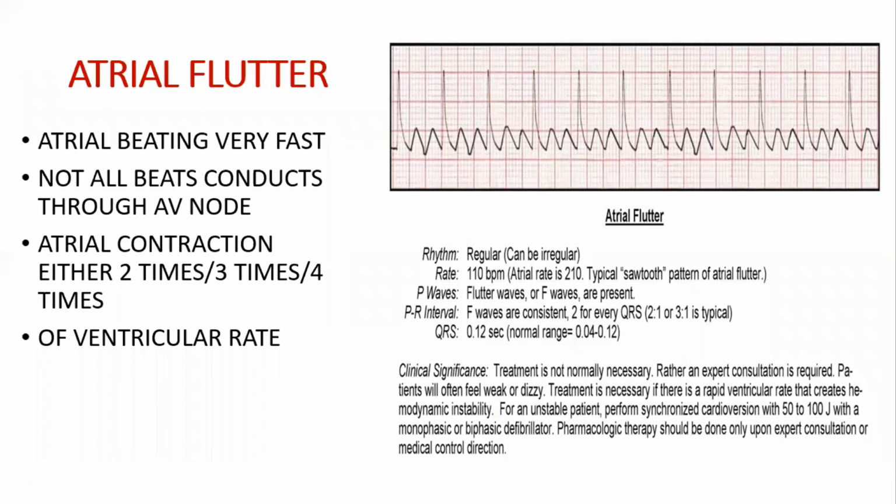Atrial flutter. Atrial beating is very fast. Not all beats conduct through the AV node. Atrial contraction is either 2 times or 3 times the ventricular rate. This has the classical sawtooth appearance.